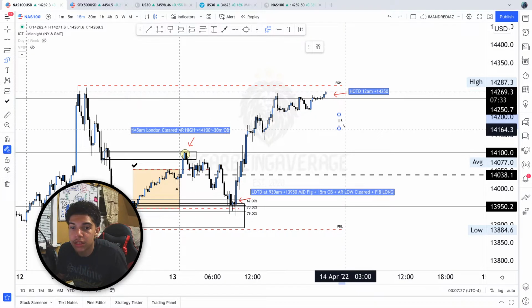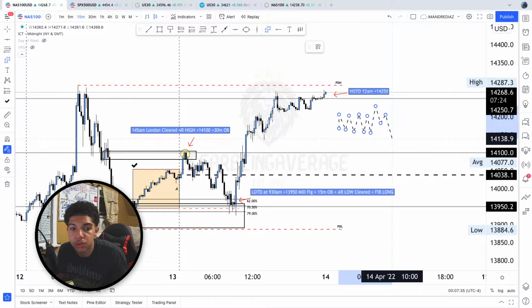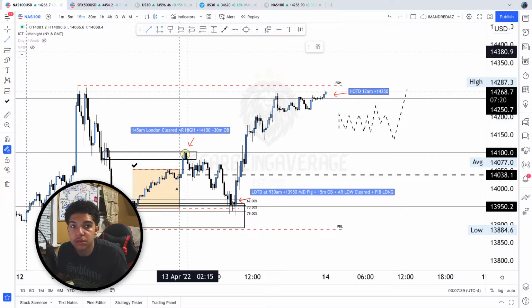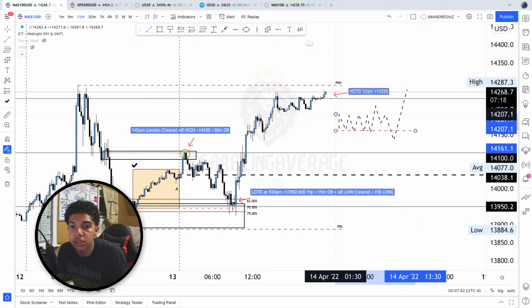So now let me get the schematic of what happened today. We have the Asian session range. Price ran above, cleared the highs during London session, pushed below, cleared the sell side liquidity, and then from here, price pushed to the top side. So this is a clean example of a bullish New York reversal.